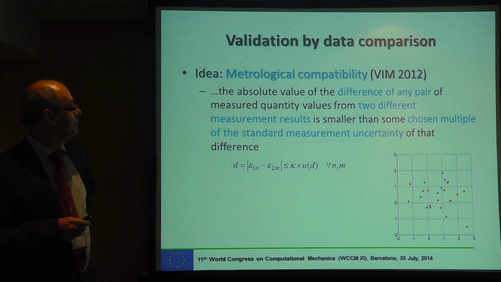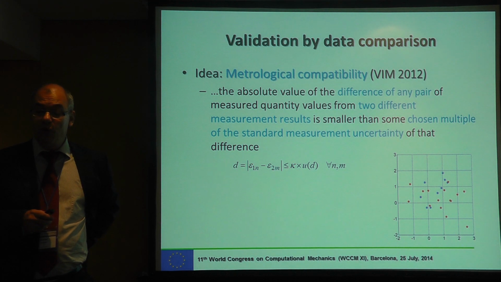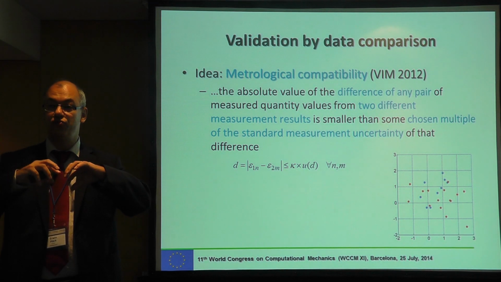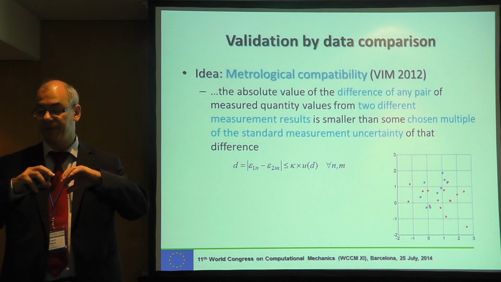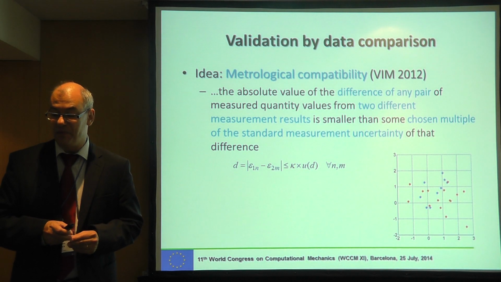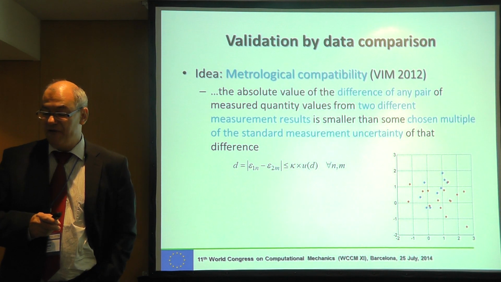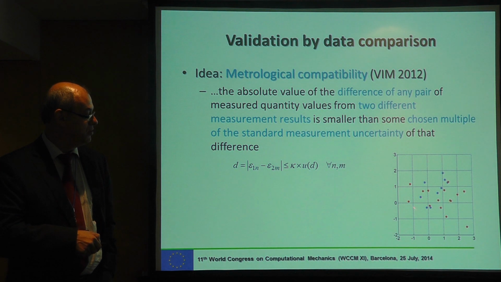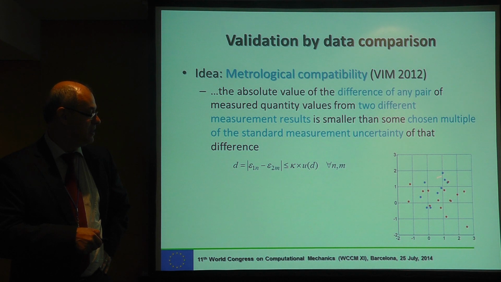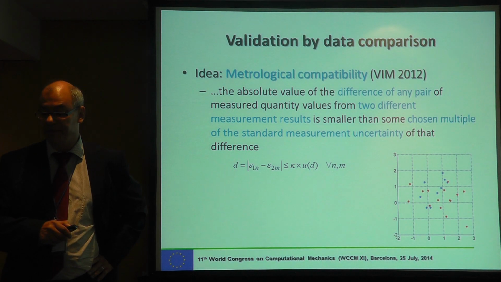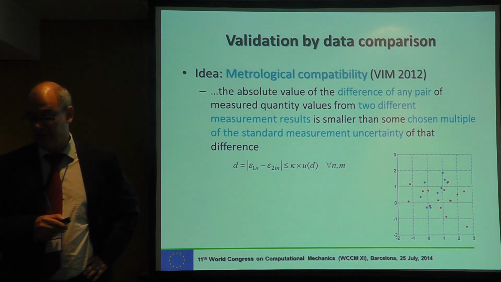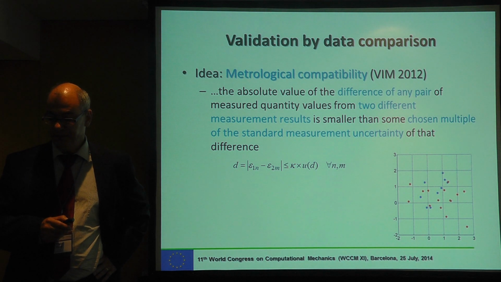Again, going to the vocabulary, if we do validation by data comparison, how can we actually make 2 data fields compared? Now you find this compatibility definition for 2 sets of measurements. So we have red dots and blue dots for the same measurement. And now the question is, are they compatible? Is this the same measurement? Is this the same level of whatever the measurement is?